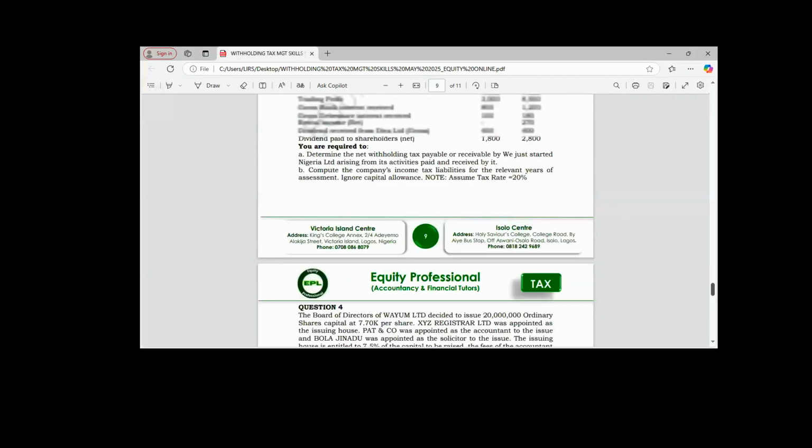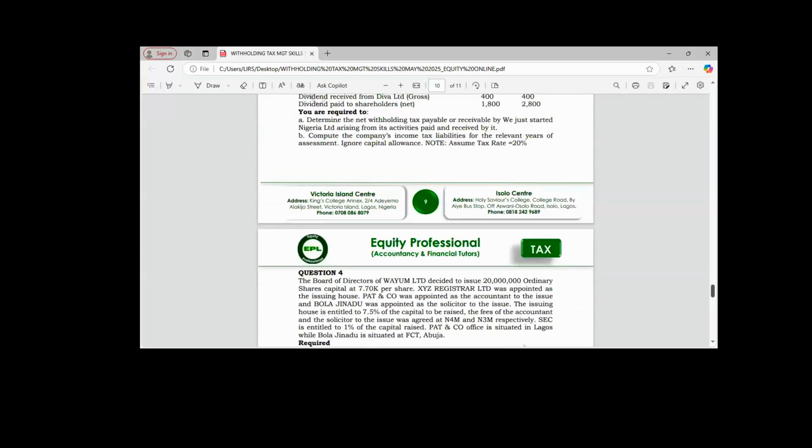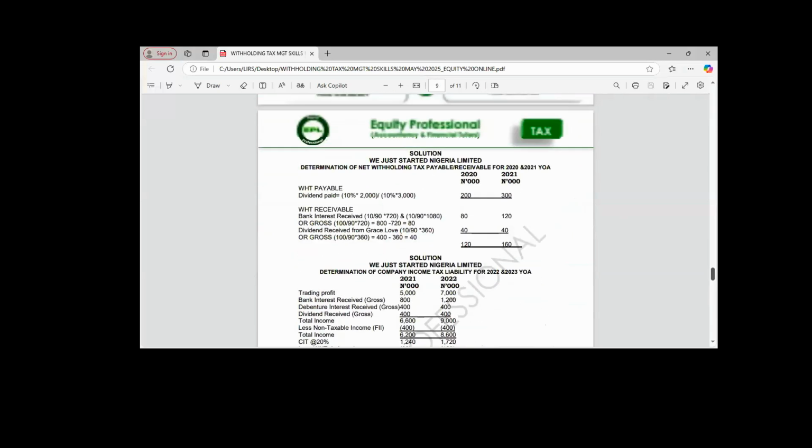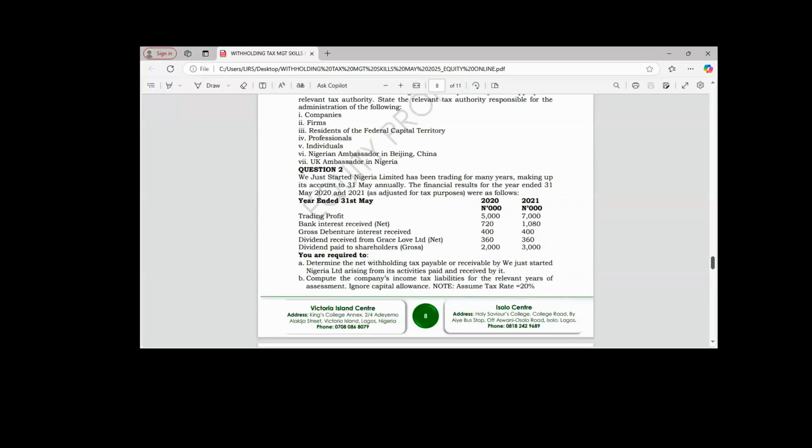Then we are also going to look at another. Okay, I'm with you. In the question, they stated to apply a tax rate of 20%. So what if it's not stated? Are we going to use the rule of if the company earns 25 million naira? Okay, all right, sir.